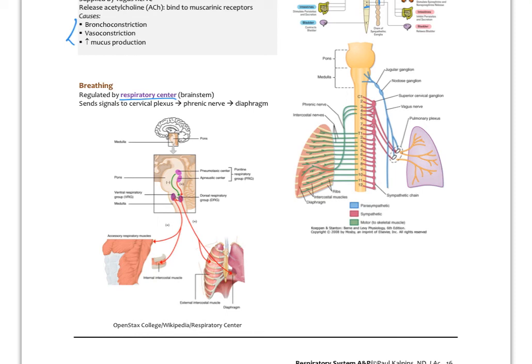Now, the breathing apparatus is regulated in the brainstem by what's called the respiratory center, and that is going to send signals. So that's actually two centers. One is in the medulla. This is the dorsal and ventral respiratory groups of neurons.